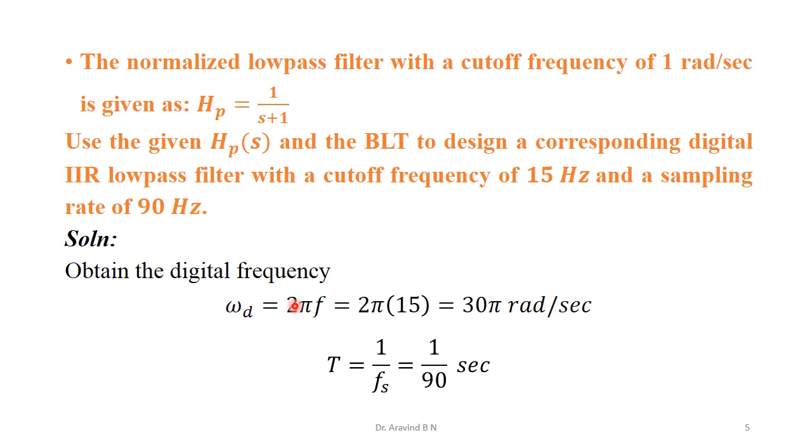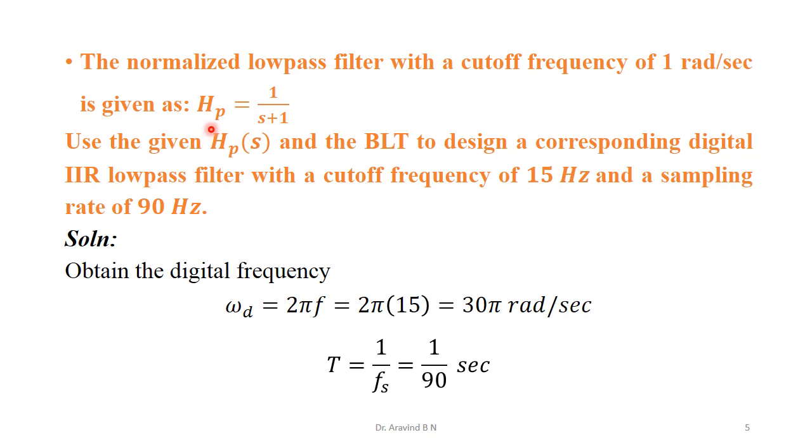Let us go through a problem related to the bilinear transformation. Statement: the normalized low pass filter with a cutoff frequency of 1 radian per second is given as HP of S is equal to 1 divided by S plus 1. Use the given HP of S and the bilinear transformation to design a corresponding digital IIR low pass filter with a cutoff frequency of 15 Hz and sampling rate of 90 Hz.